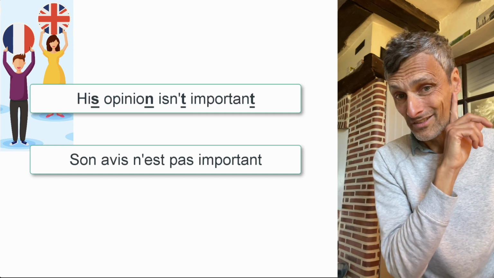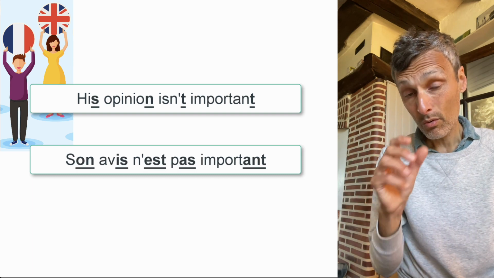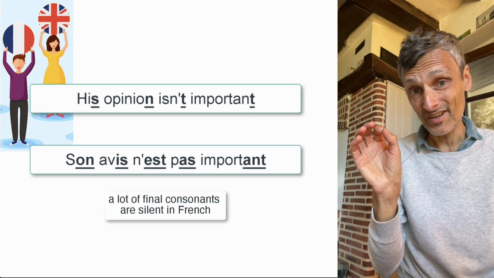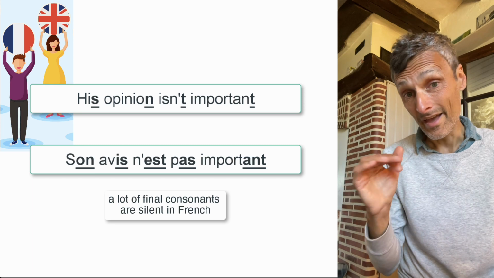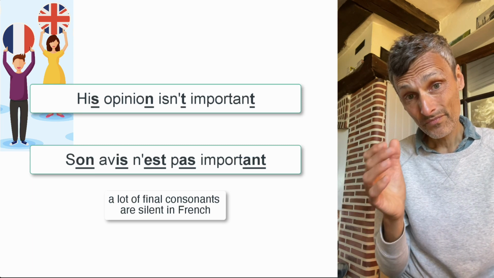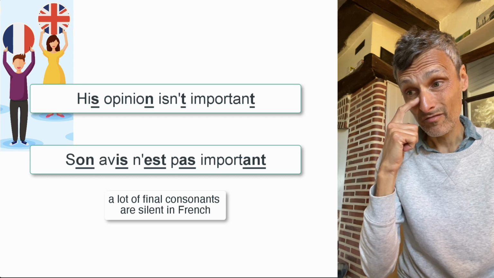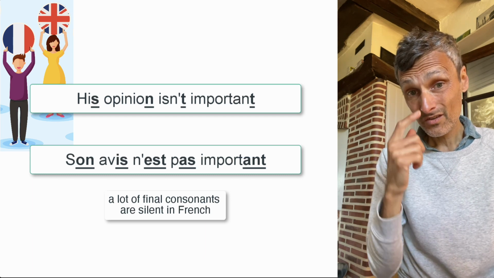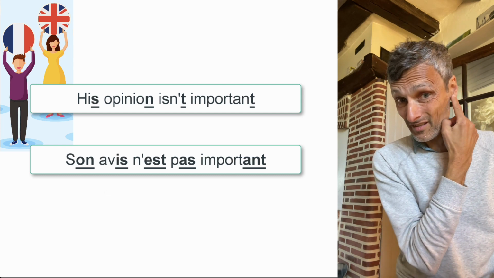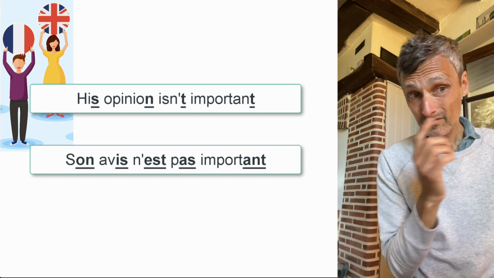But listen to me in French. Son, it's a nasal vowel. Avis, E sound. N'est, E sound. Pas, A. Important, one more time, it's a nasal vowel. En, en. So, you can hear that when I speak. Okay?